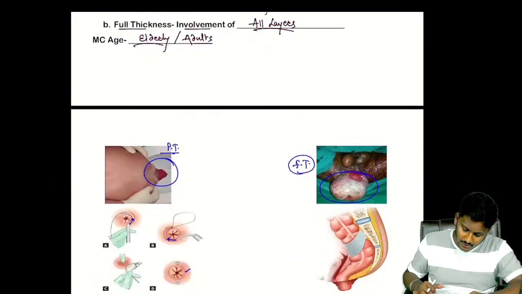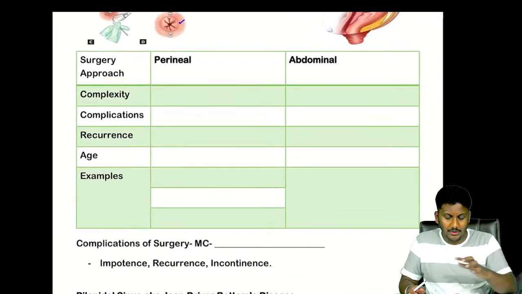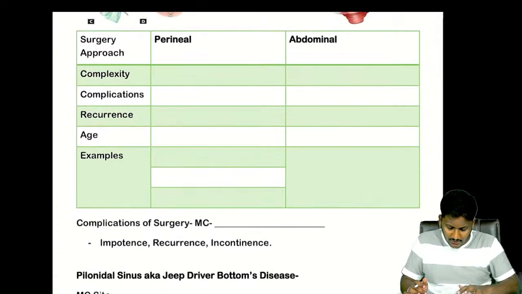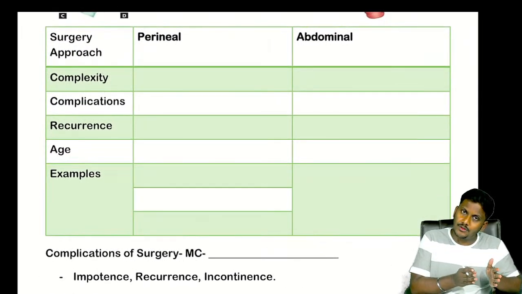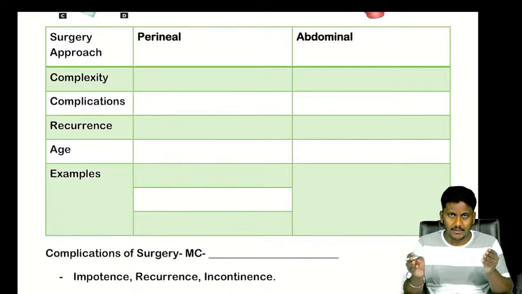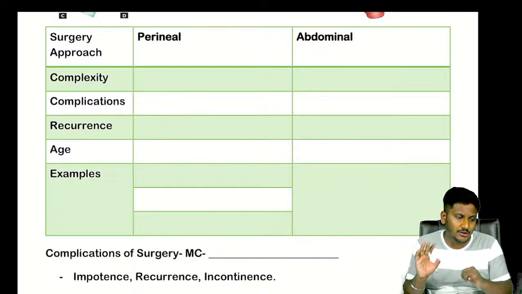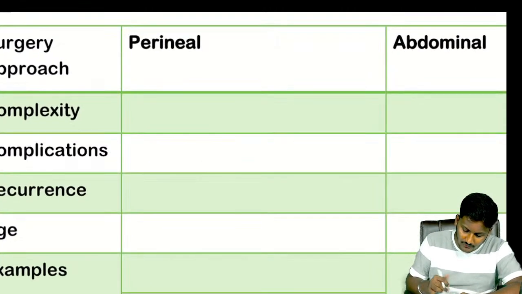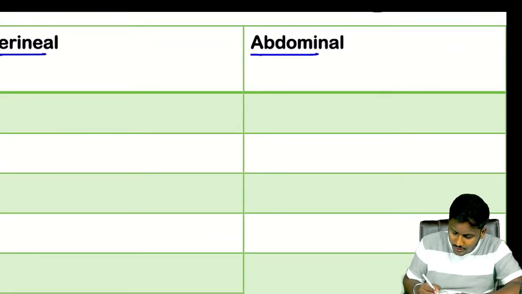That is important. If they ask you, in cases of full thickness rectal prolapse, what will be the surgeries? Remember, in a full thickness rectal prolapse, there are two options with us. Either we can go for a perineal approach surgery or we can go for an abdominal approach surgery. And the question has been asked in your examination that which among the following is not a perineal approach surgery? That was the question. Okay, so let's talk about this first. So the differences between a perineal approach surgery and abdominal approach surgery.